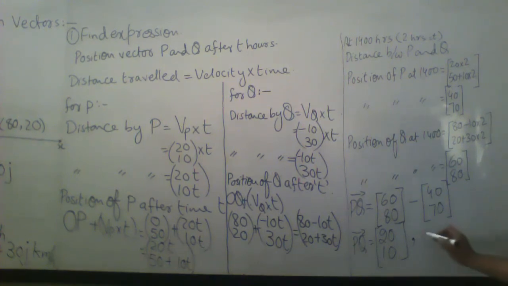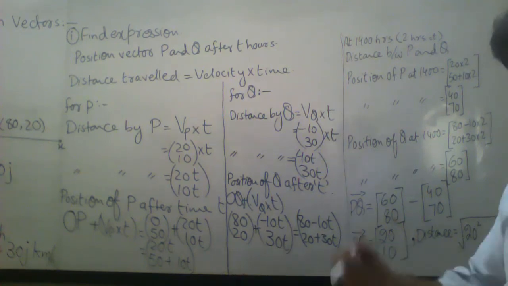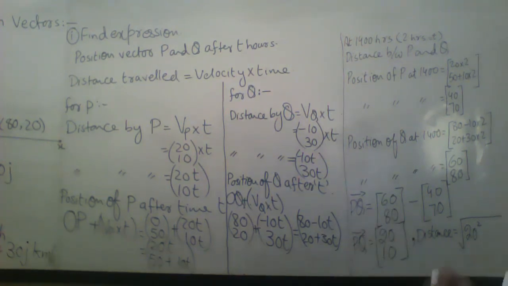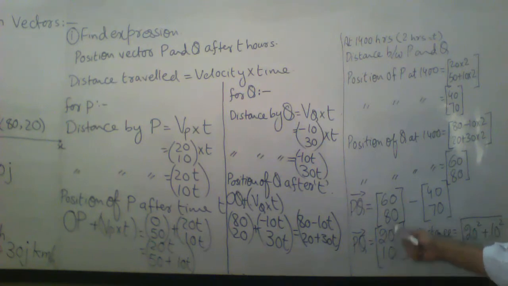For that, I am going to do distance equals to, and what will be the value? 20 square. Just like we do in the distance formula, which we have already done in vectors. So I will be taking 20 square plus 10 square, because this is in the vector form. This is not the vector distance value. I have to find distance value.